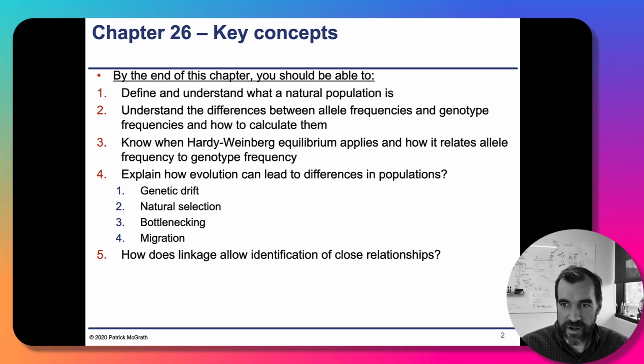Two of the really important ways you measure genetic variation are allele frequency and genotype frequency. So you're going to want to understand what those mean and how to calculate them.